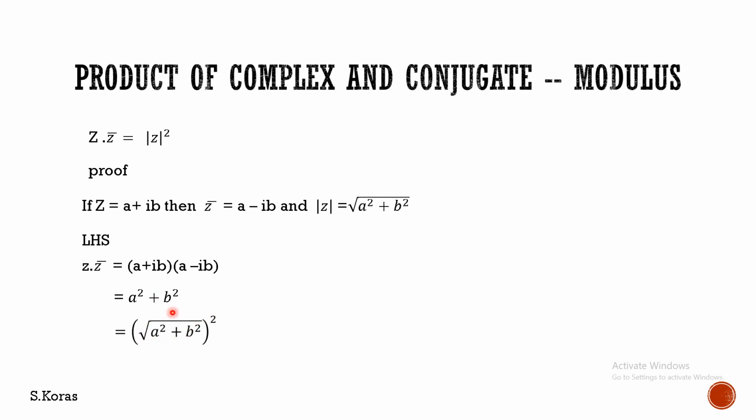Right, now you know very well root of a square plus b square is nothing but modulus of z. So this is modulus of z square. This is the property. This is a very important property. Let us see while doing the problems, as well as while we are proving some complex number properties, this property will be very much helpful.